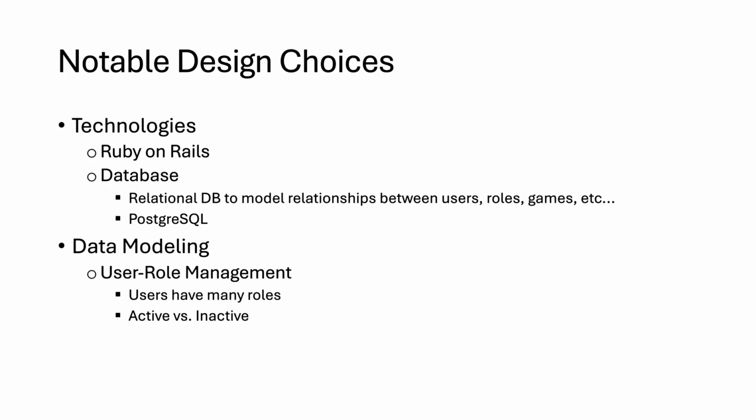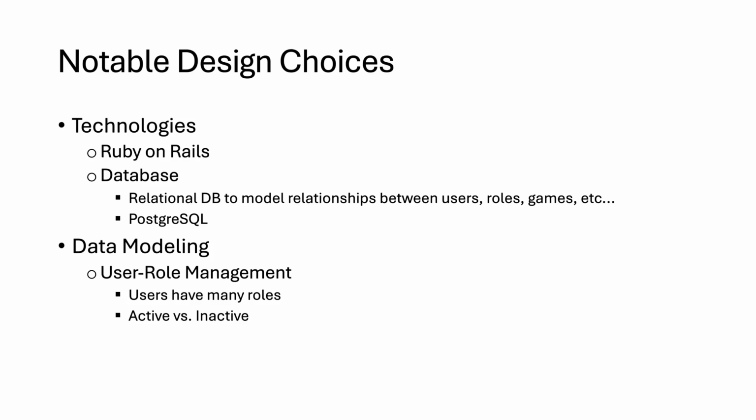Some of the notable design choices that we made were for our technologies. We used Ruby on Rails to develop the app, and we used a relational database in order to model relationships between our users, the games that they play, what roles they have, and then also what games they have some privilege over, maybe. Our deployed app uses the Heroku PostgreSQL in order to store and manage user data.